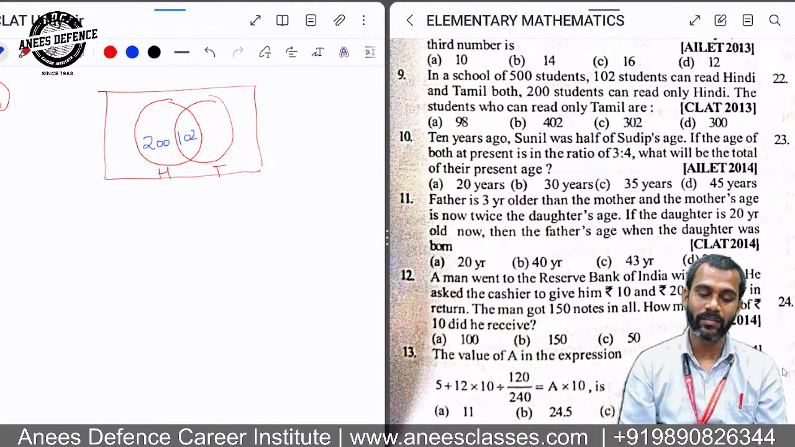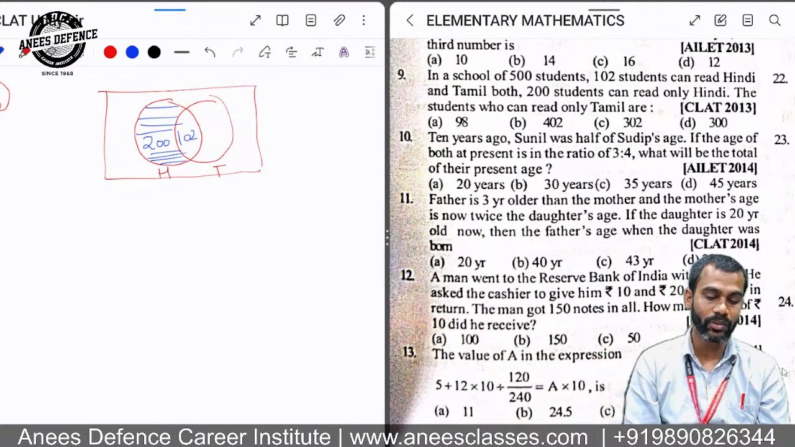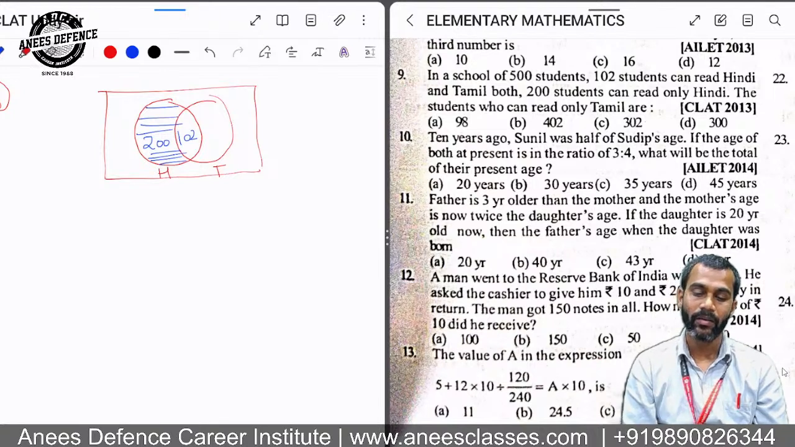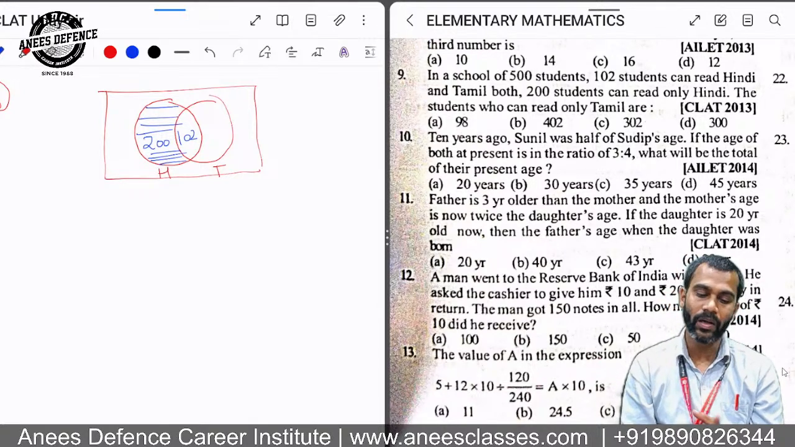See, this region denotes only Hindi, I mean the students who can speak only Hindi. So you are not taking off that much. If only was not there, then we would have to just subtract 102 from 200. So the students who can speak Hindi only, that would be 200. So 200 will come there.